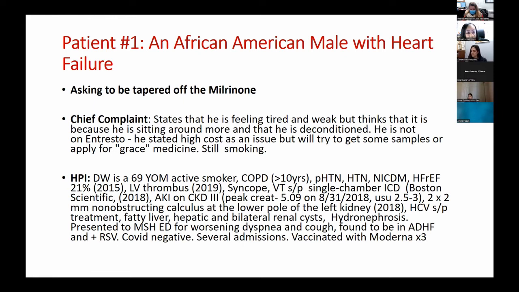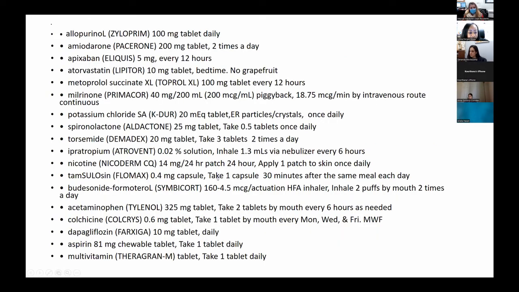So here are the medications that he came in on. As you could see, there are multiple medications. And might I add that as part of one of his recent hospitalizations, he went into atrial fibrillation, which was probably due to volume overload. And so he was started on amiodarone.